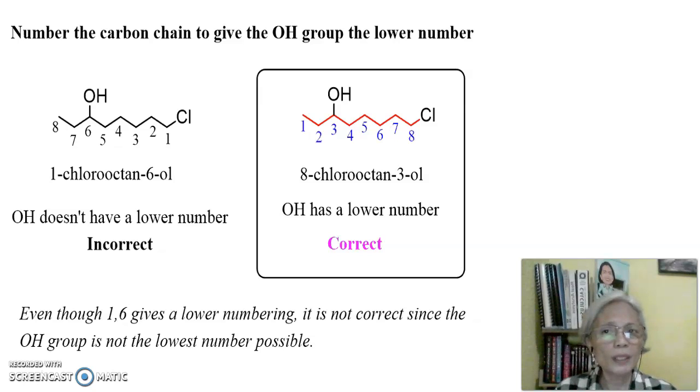Now, we number the carbon chain to give the OH group the lower number. So, kahit na mataas yung substituent na chloro, no? Still, kasi priority yung OH, kaya dapat mas mababa siya. So, we have 1, 2, 3. So, 8-chlorooctan triol or 3-octanol. No? Pareho lang yun. Acceptable lang sa IUPAC. So, this is the correct name.